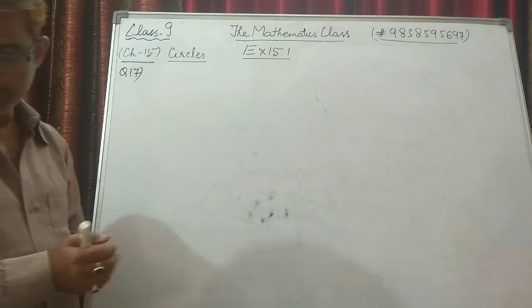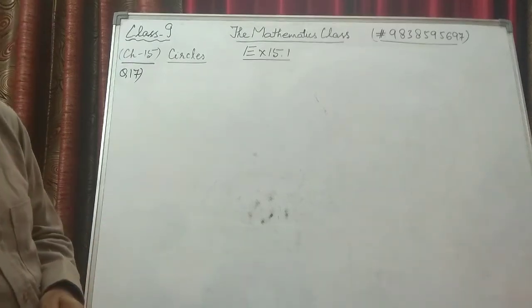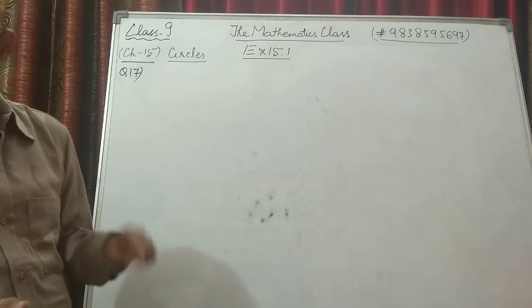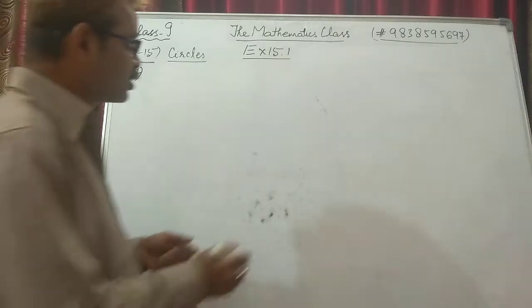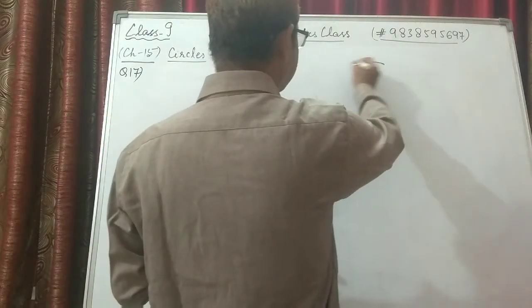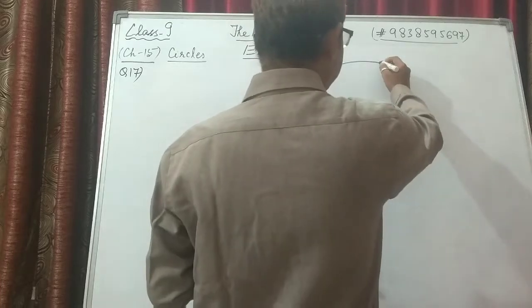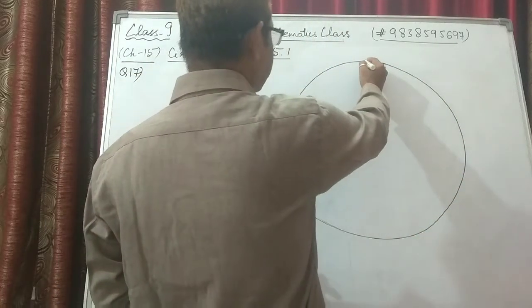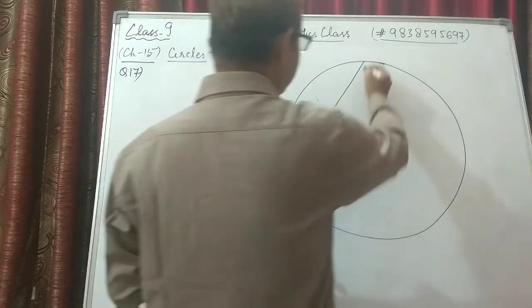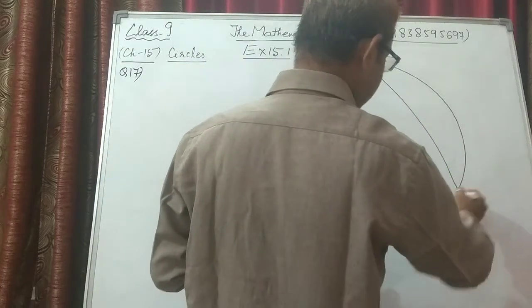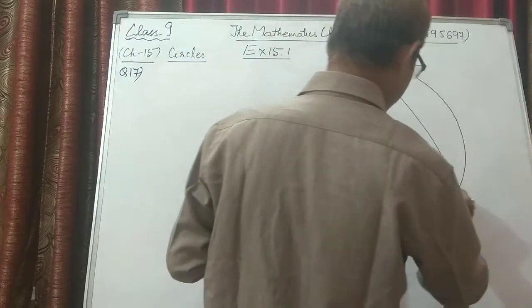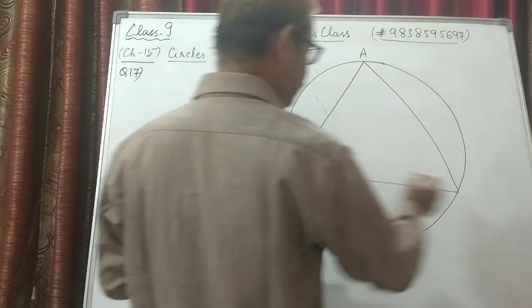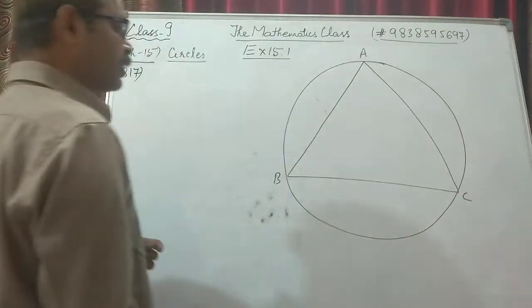Now question number 17. They say, in an equilateral triangle, prove that the centroid and circumcenter of the triangle coincide. It means that there is a circle and inside the circle there is an equilateral triangle. An equilateral triangle means one whose sides are all equal. So I am drawing a triangle ABC, which is an equilateral triangle.